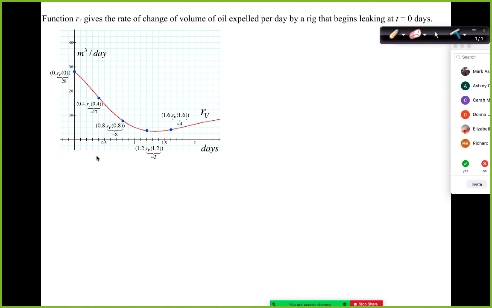Ashley, what rate of change am I going to use in the first moment if I'm using the rate of change at the left side of the interval? Oh, one from 0, RV of 0. RV of 0, which is about? 28. About 28.